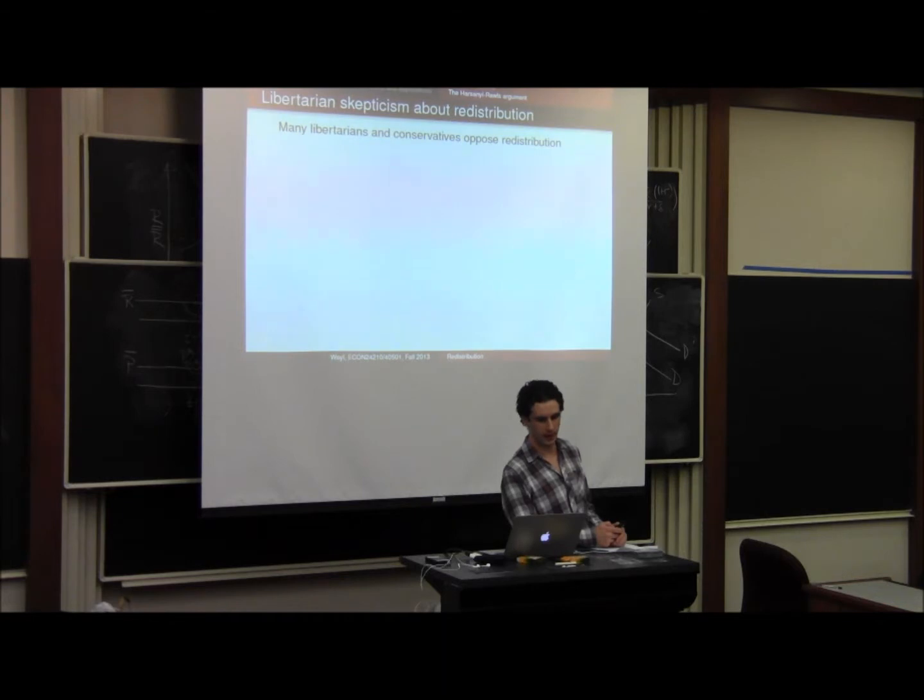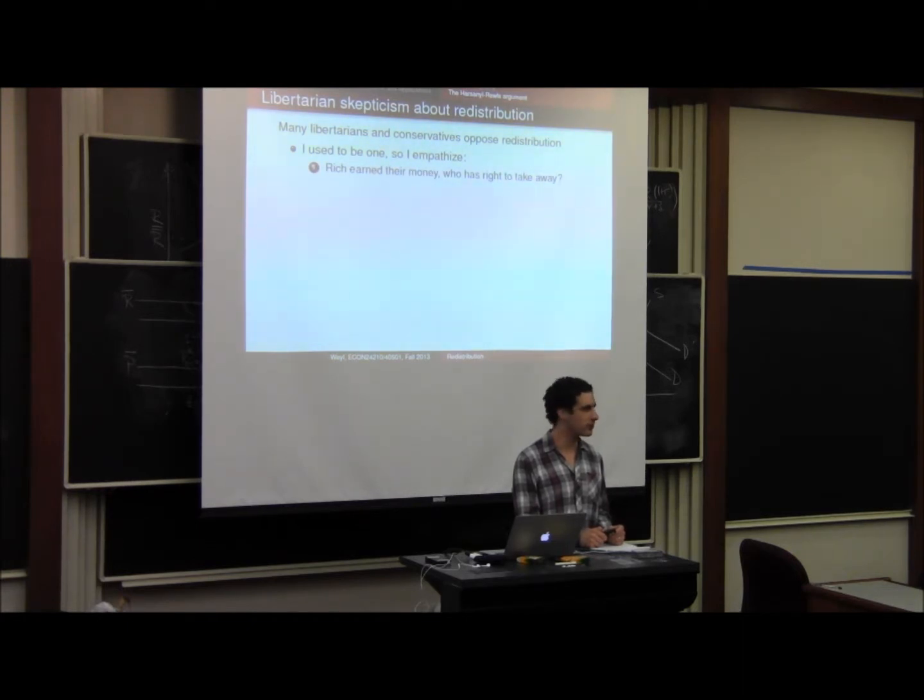So, okay. Many libertarians and conservatives oppose redistribution, and I used to be one of these people. So I sort of empathize with this view. Some of the reasons that they give is they say, well, look, the rich earned what they got. Who has the right to take it away from them? Some have a social Darwinist view, which is either literally we should give money to these people, they'll have more kids, and that'll have some eugenic benefits, which actually the problem set will have you think a little bit about. But also just, well, they know better what to do with the money. They'll spend it on more socially productive things. The poor don't know what to do with their money, and they'll waste it.